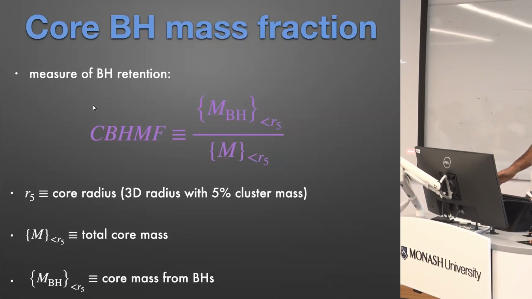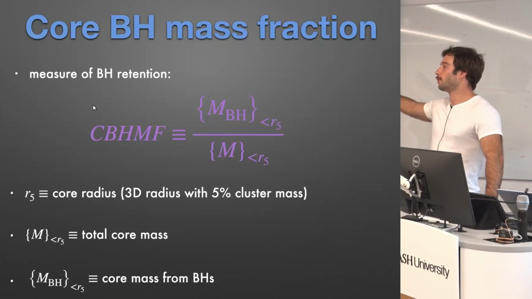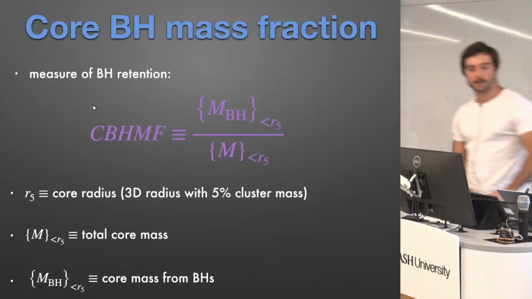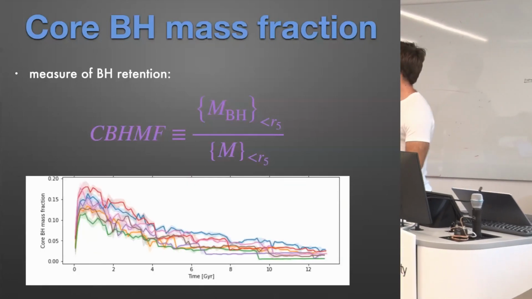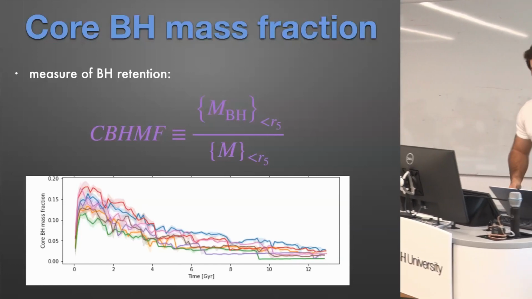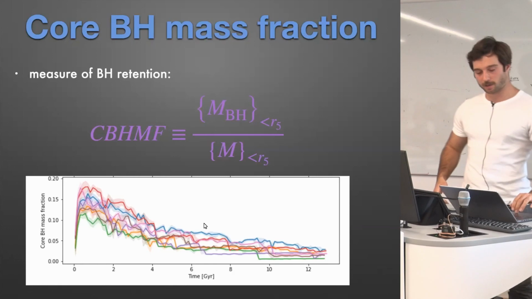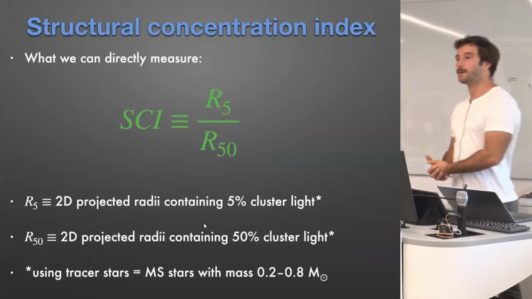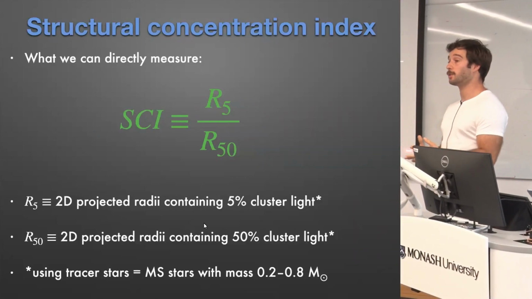And the thing with this is we can't measure this directly, but it's a proxy for how many black holes are in the system. What we can see, though, is that in the simulations, over time, the core black hole mass fraction tends to decrease as black holes are ejected through interactions. But we can use structural concentration index, which is something we can actually measure, to help determine core black hole mass fraction.